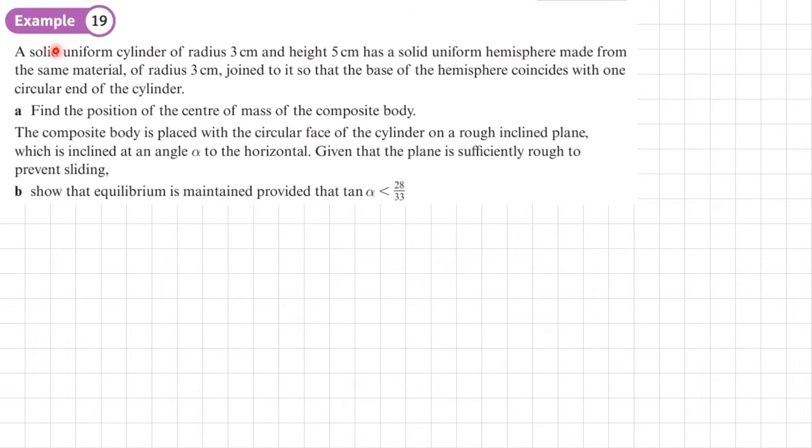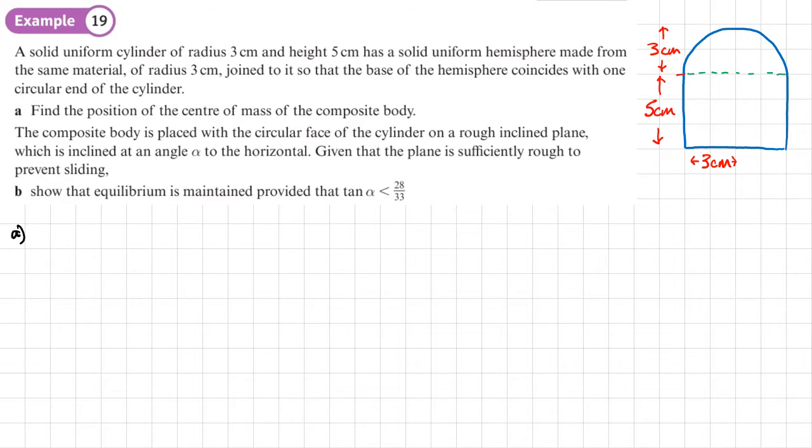Example 19. A solid uniform cylinder of radius 3 cm and height 5 cm has a solid uniform hemisphere made from the same material of radius 3 centimeters joined to it so that the base of the hemisphere coincides with one circular end of the cylinder. Okay, so let's start by drawing out this in a diagram.